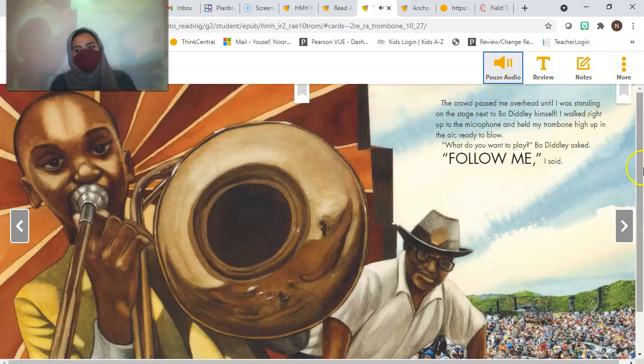The crowd passed me overhead until I was standing on the stage next to Bo Diddley himself. I walked right up to the microphone and held my trombone high up in the air, ready to blow. "What do you want to play?" Bo Diddley asked. "Follow me," I said.